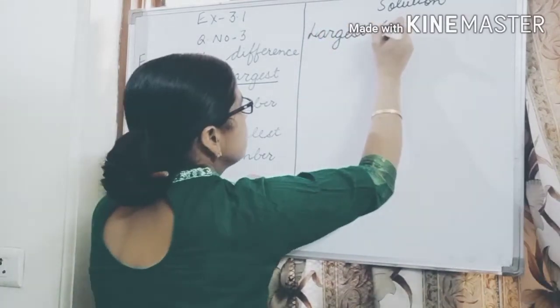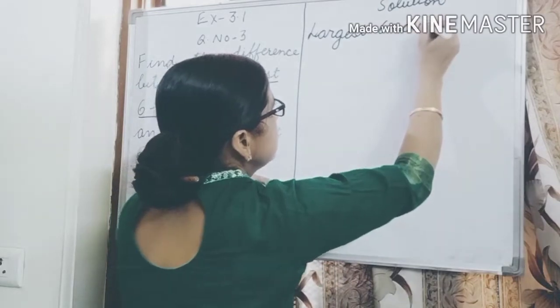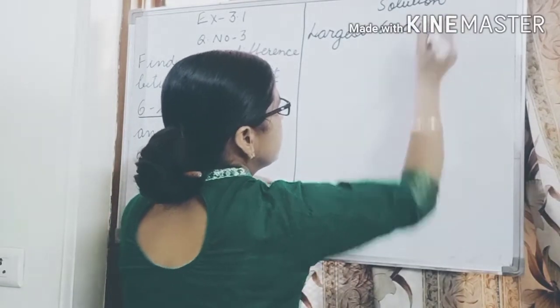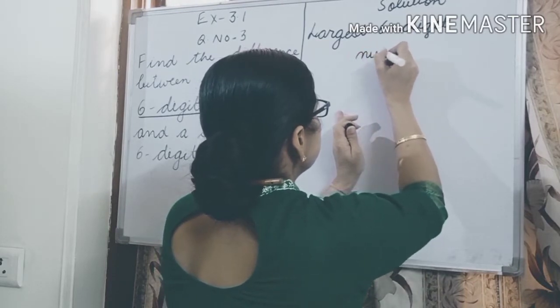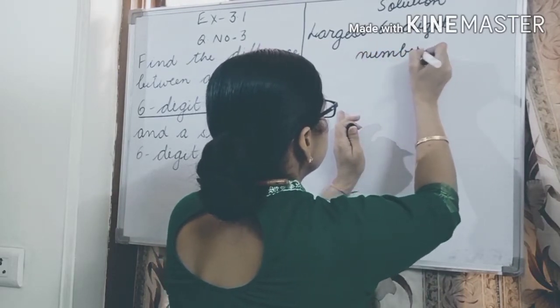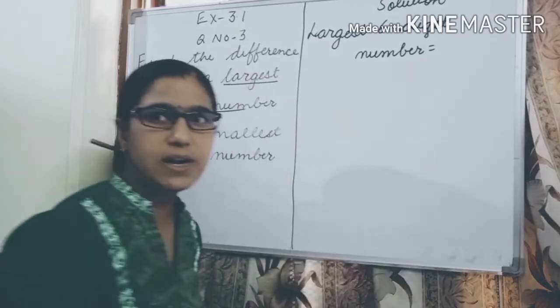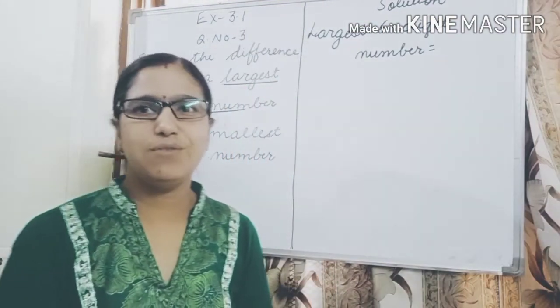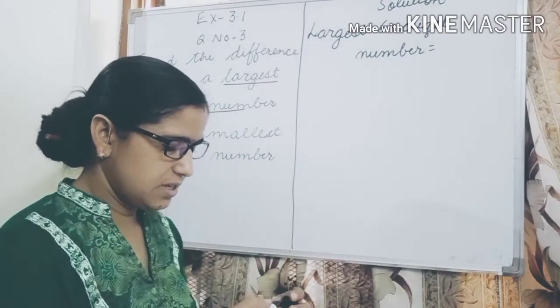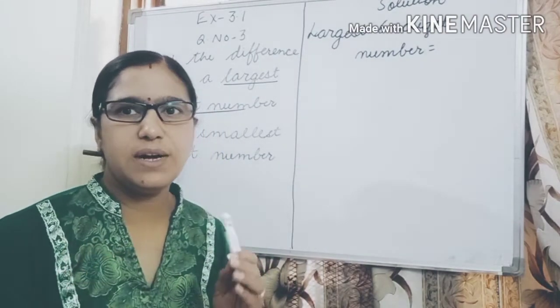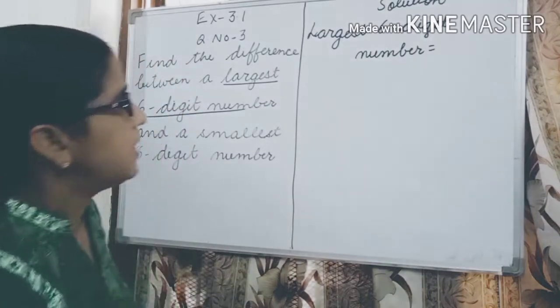Largest 6-digit number. First we have to write down this one. How will you write down the largest 6-digit number? Do you remember? We have done it in chapter 1. For writing the largest number, we have to write down the 9s. And how many times do we have to write down 9? That you will see here.